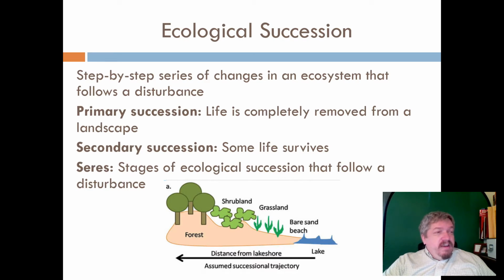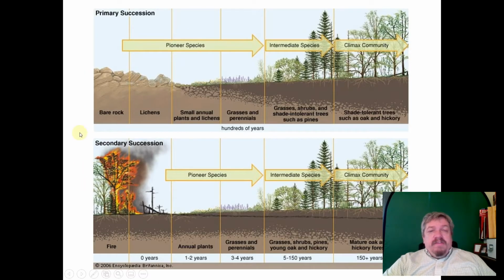Let's show you an event right here. Here we have an area where maybe there was a volcanic eruption. So the area is covered in just rock. And so this is a primary succession. No life is left. We start bare.